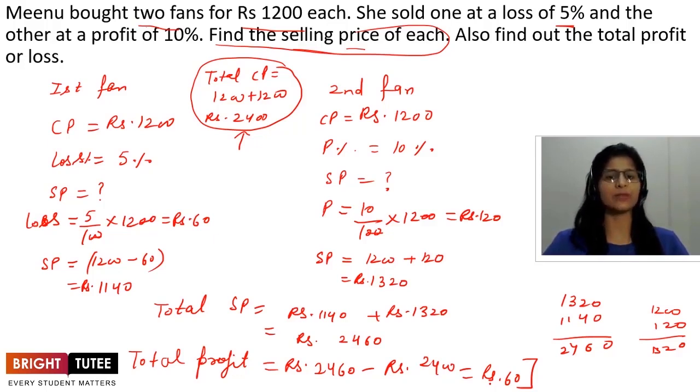So we calculated loss and profit on cost price, 5% and 10%, and because it is loss, we will subtract it from cost price to get its selling price, and from this side we have a profit, so we calculate the selling price by adding profit into it. Then we have total CP, we have total SP. By subtracting the CP from SP, we can calculate the total profit. So we are at a total profit of rupees 60.